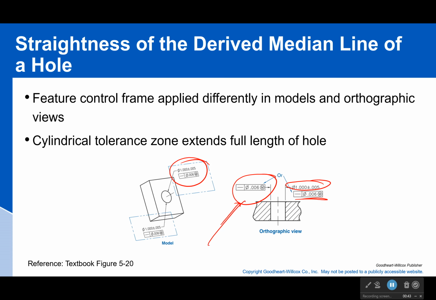So orthographic view, you get this. Model, you only get this one option. Now, one thing to remember is that if you're applying it to an axis, you've got to include that diameter right there. That's what's going to control the derived median line.